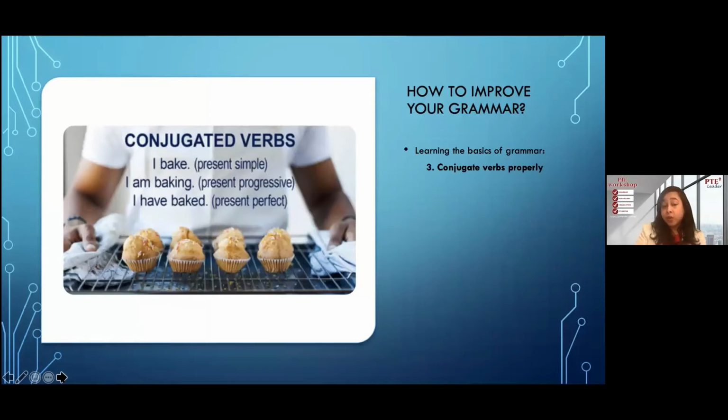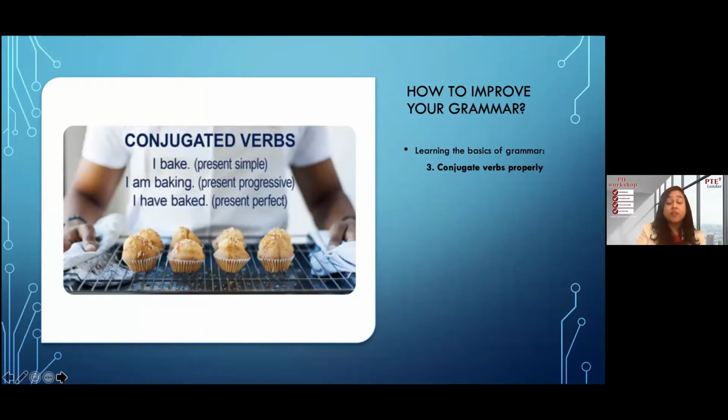Conjugate verbs properly. Also, this is important. When we are using verbs or tenses for a specific sentence, you have to focus on what the subject is, if that is happening in the present, or if that happened in the past, or sometime that will happen in future. Based on the mood, the subject, the occasion, the context of a sentence, you will have to choose the verb.